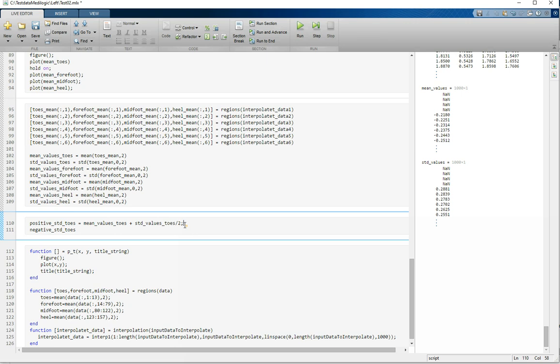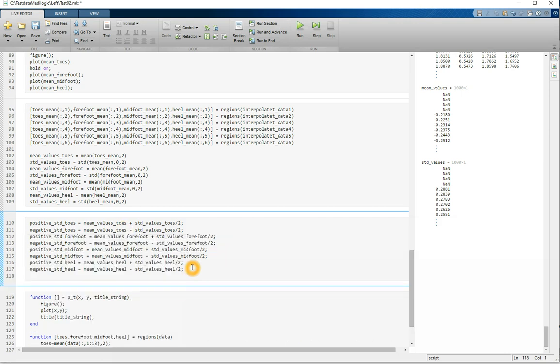And we need the same procedure, partly the same, for the negative standard deviation. So in this case we subtract half of the standard deviation. Half in the negative way and half in the positive way builds the whole standard deviation, and in the middle is the mean value from the toes. So we have to build that for every value. I'll cut it out of the video.